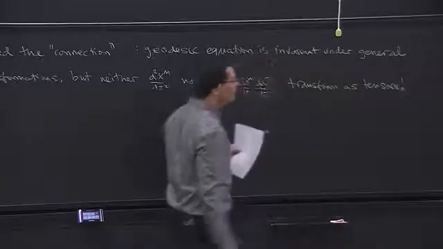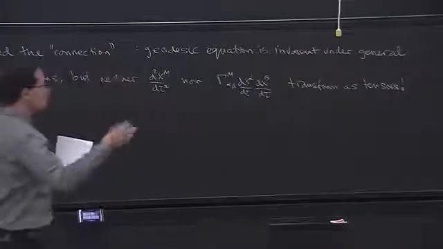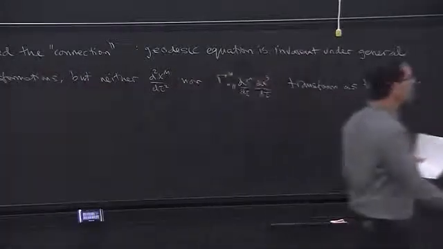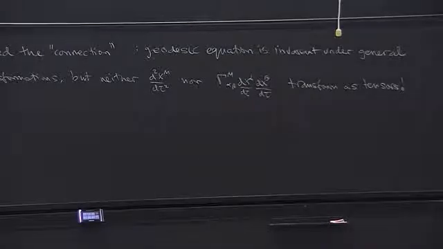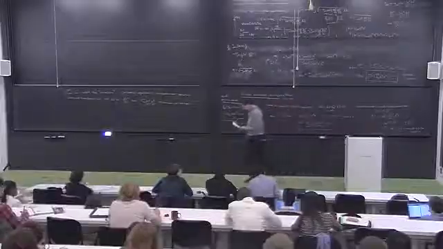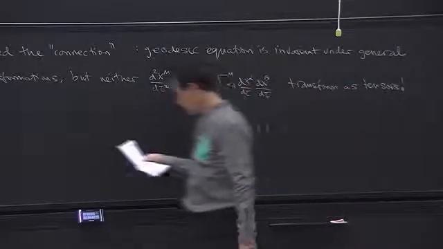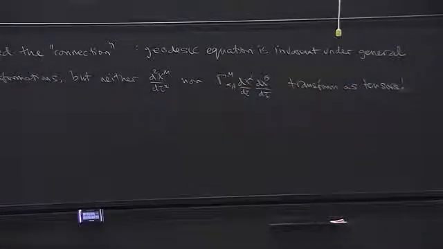Okay. They both transform in an ugly way, such that the ugly term cancels between these two pieces, and so the result is a tensor. And if it's a tensor in one coordinate system, if it's 0 in one coordinate system, it's 0 in every coordinate system. So let's just see that.